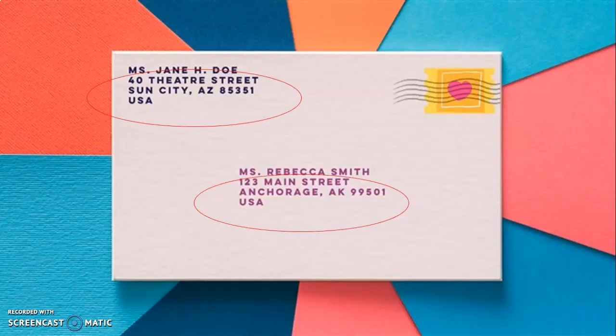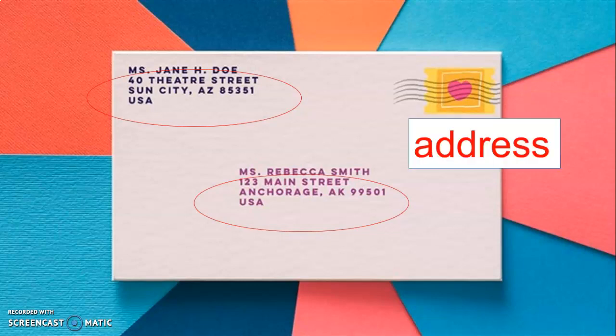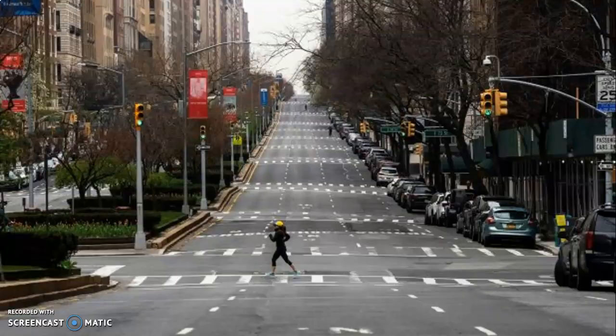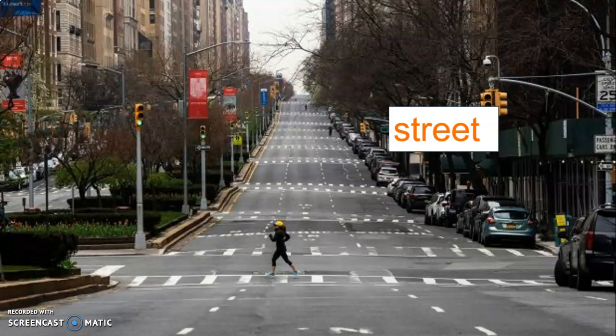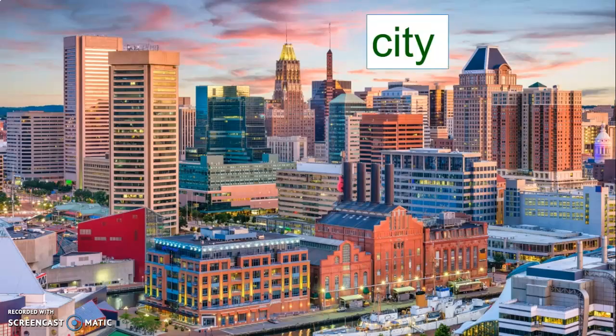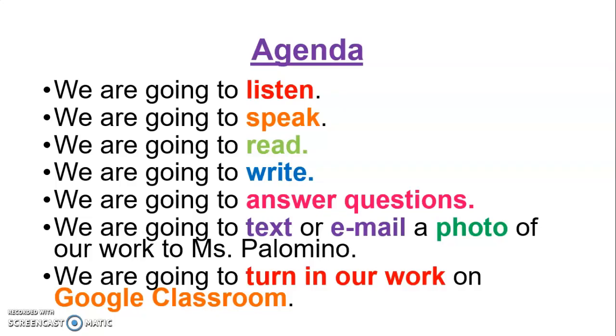Address, esta es una carta y lo que está en el círculo es la address, la dirección. Address. And number 2, street, calle, street. Number 3, city, city. La ciudad de Baltimore, ciudad, city.